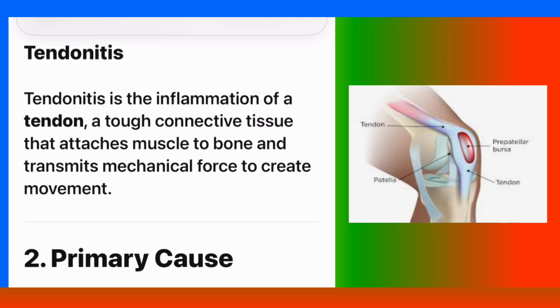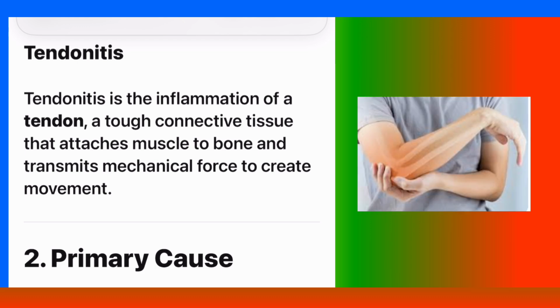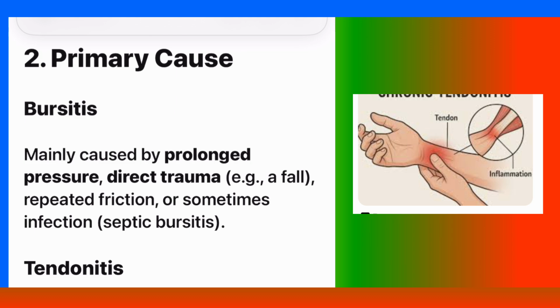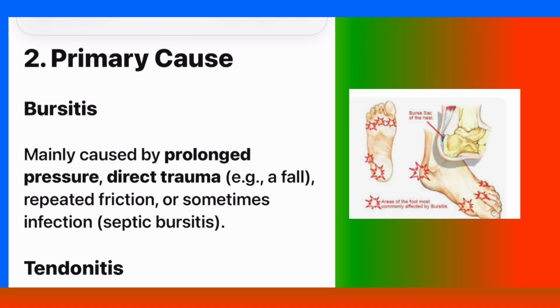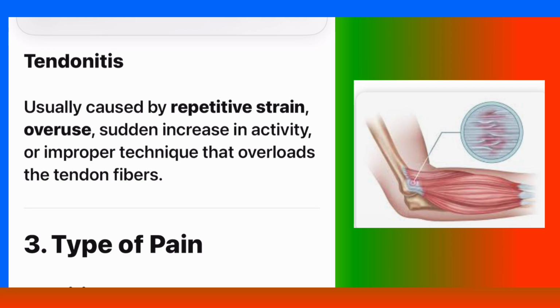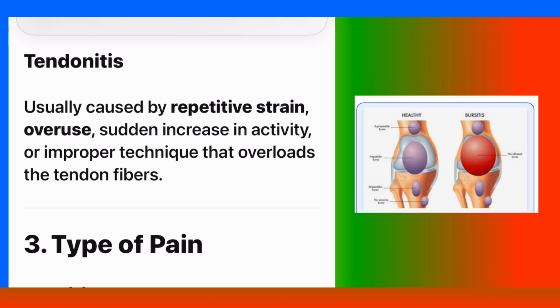Tendonitis. Tendonitis is the inflammation of a tendon, a tough connective tissue that attaches muscle to bone and transmits mechanical force to create movement. Number 2, primary cause. Bursitis. Mainly caused by prolonged pressure, direct trauma, e.g. a fall, repeated friction, or sometimes infection, septic bursitis. Tendonitis. Usually caused by repetitive strain, overuse, sudden increase in activity, or improper technique that overloads the tendon fibers.